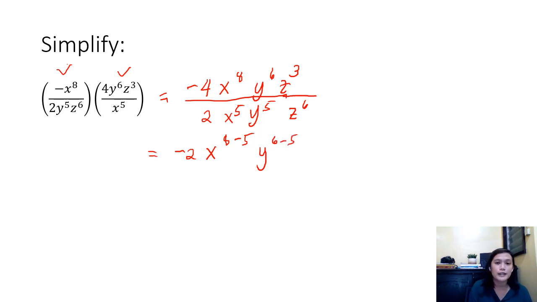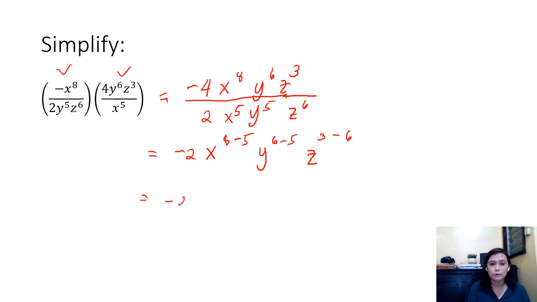Copy first the numerator minus the denominator na exponent. Same goes with z. So z, copy first the numerator na exponent minus ang denominator na exponent ni z. Right? Because you could divide z cubed all over z to the 6th power. Right? So let's try to simplify.